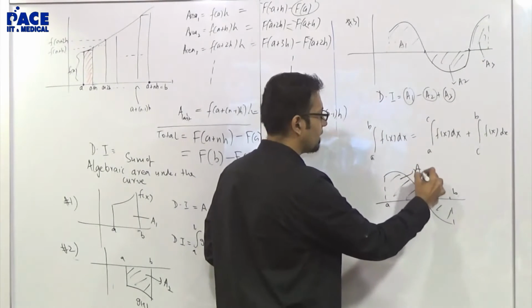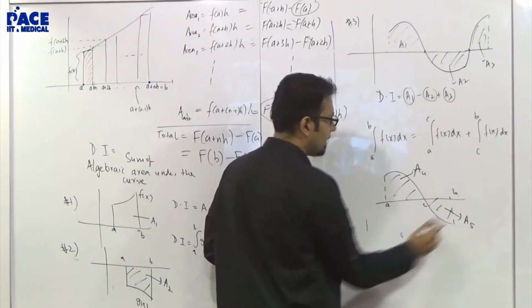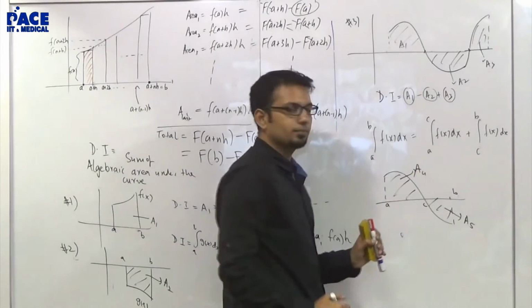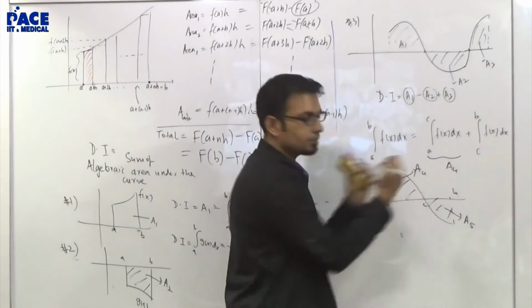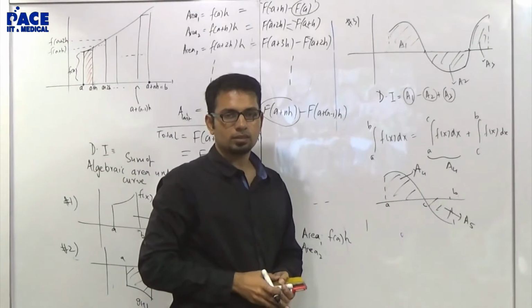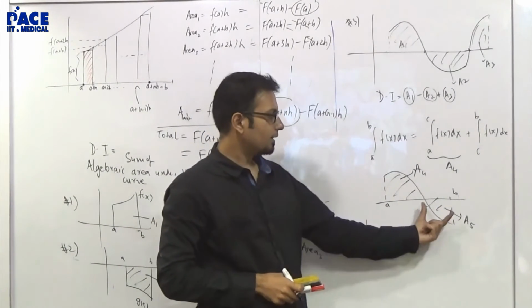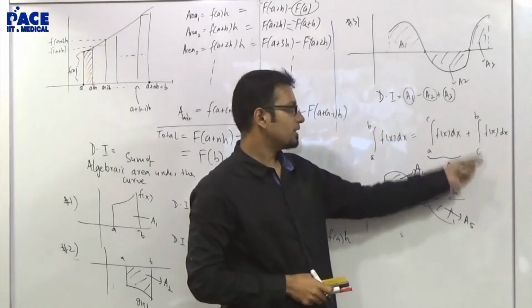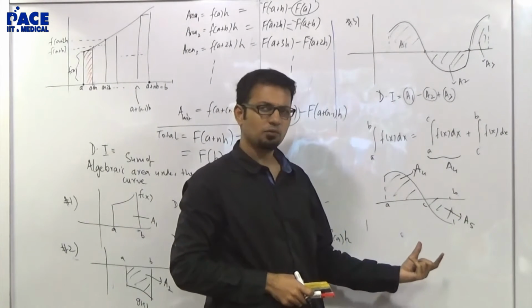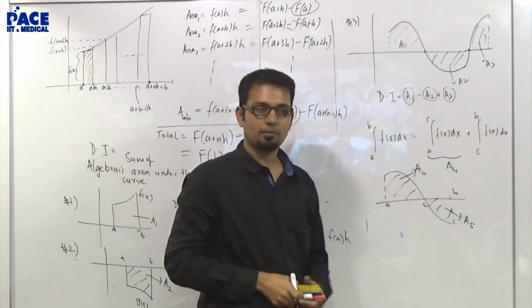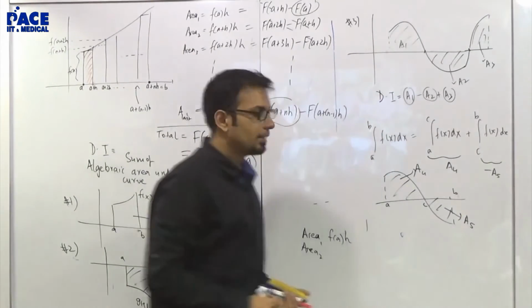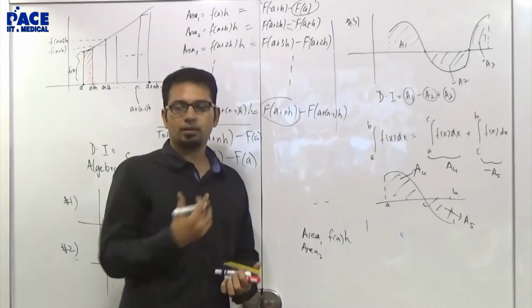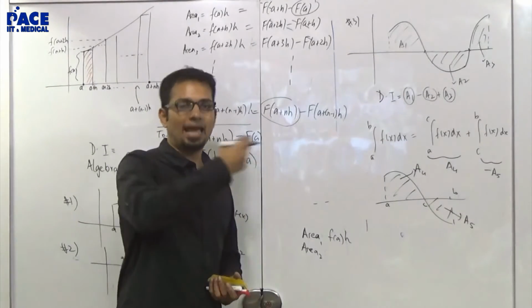So it will be A4 and A5. And this portion, this integral, is actually A4. And what is this portion? The second integral, from C to B? It is minus A5. Okay, just trying to show. So this is just some basic relation between integrals and areas.